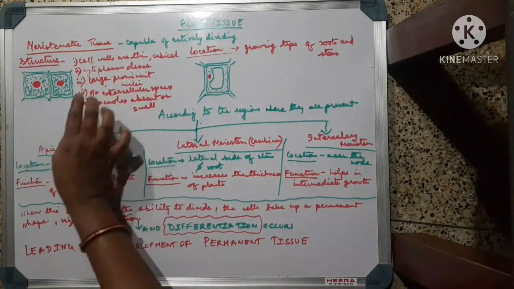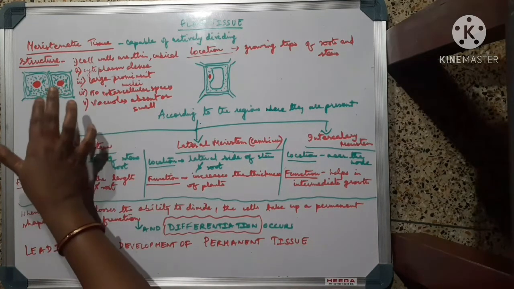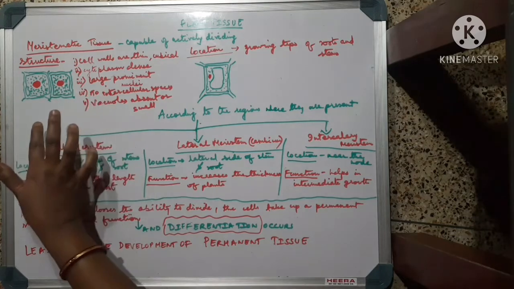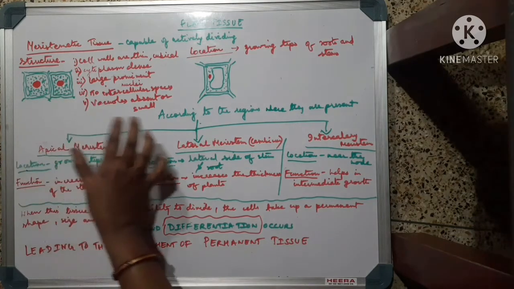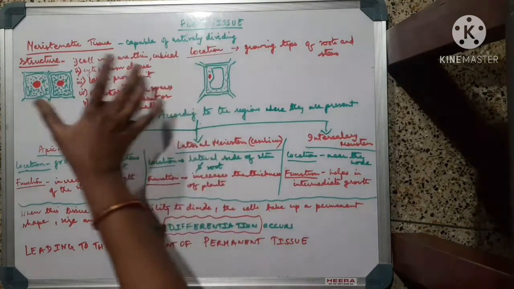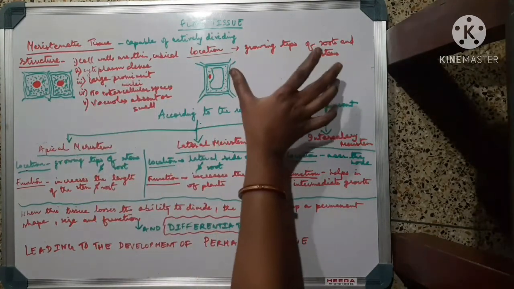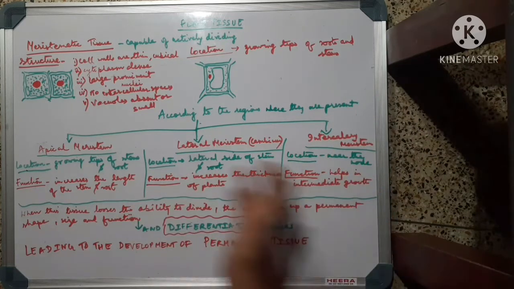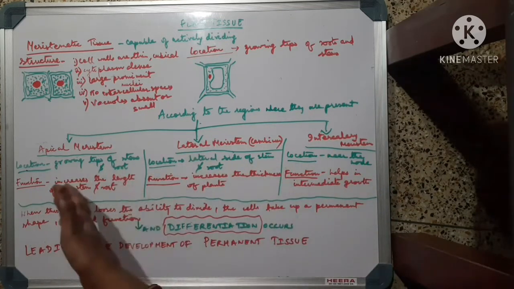Cytoplasm is dense here. There is a large prominent nucleus that can be seen in the center. There are no intercellular spaces between the cells, and the vacuoles are absent or small. These are the points to be remembered to know the structure of the meristematic tissue. The location of this tissue is the growing tips of roots and stems near the node. You can write any of the three locations mentioned in the three types.